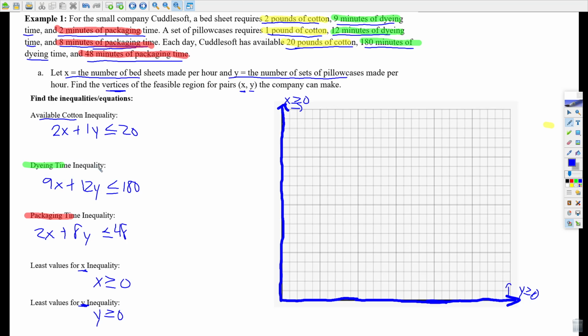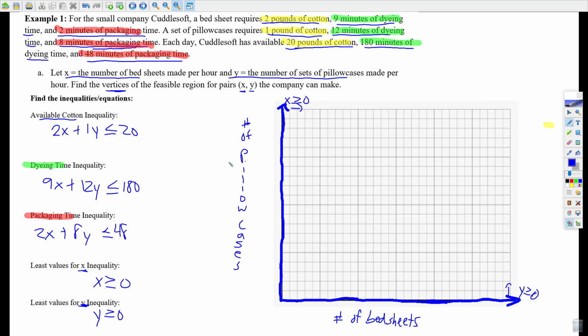First, we have to label these. It said x is the number of bed sheets, so I'm going to put number of bed sheets down here. And then the y value is the number of pillowcases. All right, you get the idea.